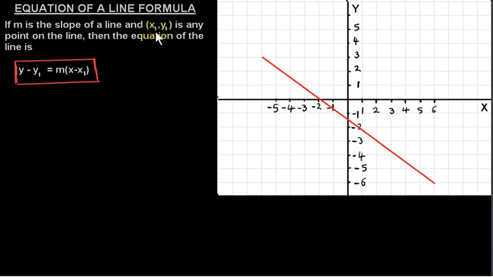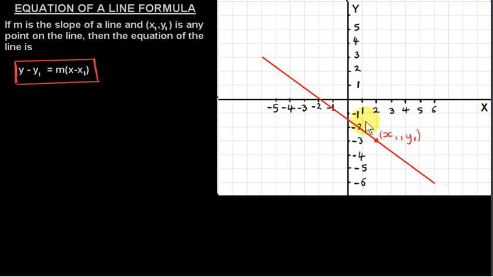Okay, this formula involves a point x1, y1, a given point on a line. So x1, y1 is some fixed point on the line, it's given to us. So we need one point, it can be any point on the line. So let's just say this is x1, y1. Of course, for this particular line, it's 2, minus 3, but just speaking generally, x1, y1 is a given point on the line.